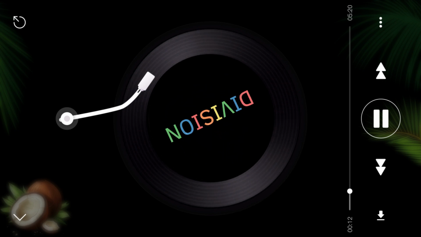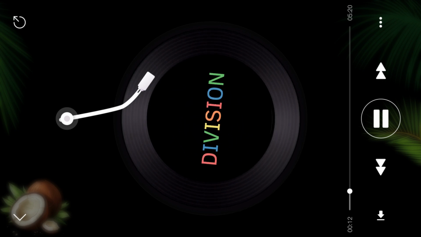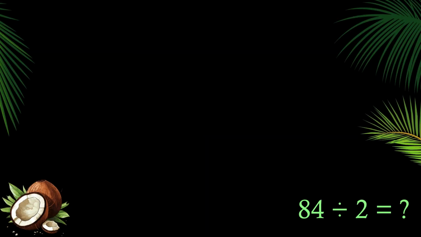Division is so simple. Let me show you. Say, 84 divided by 2. First, draw the division symbol like this. Then put the numbers in their spots.